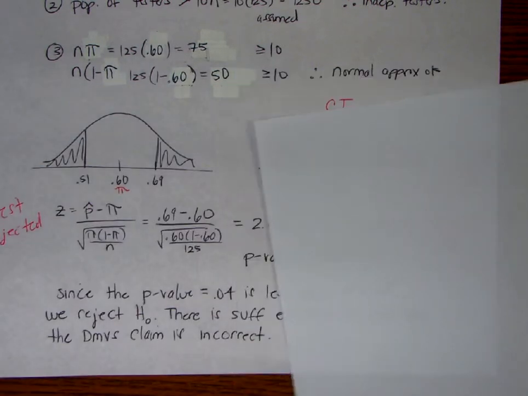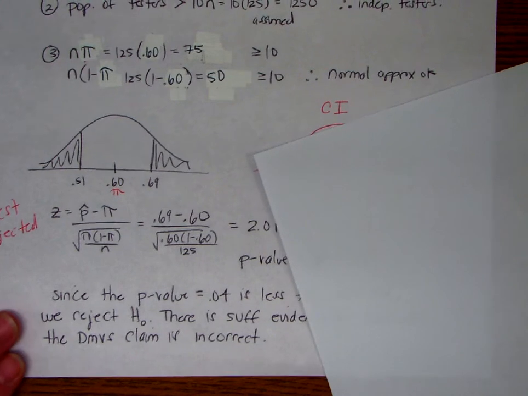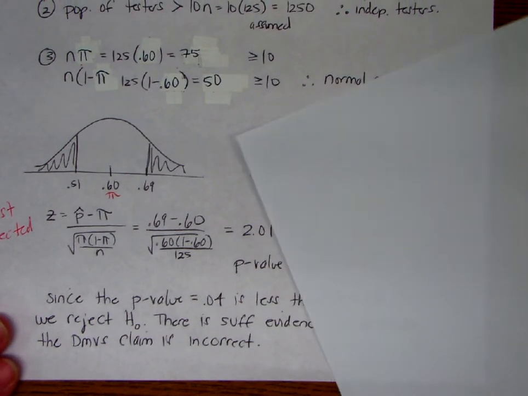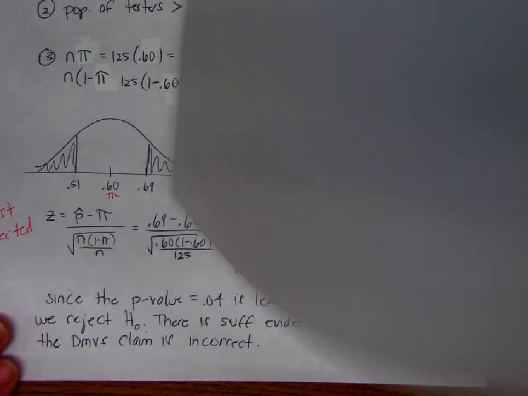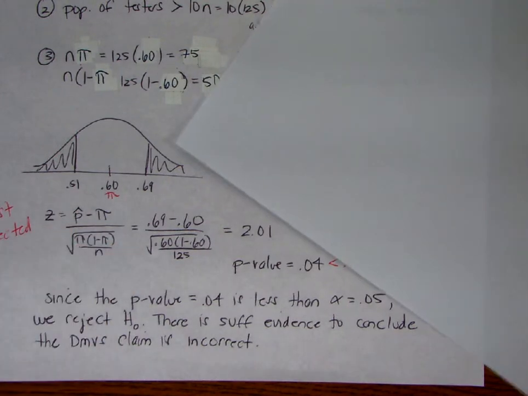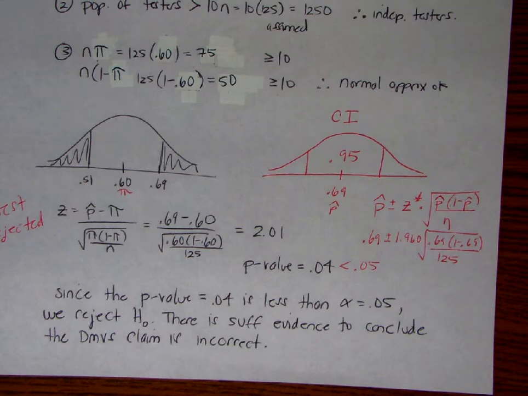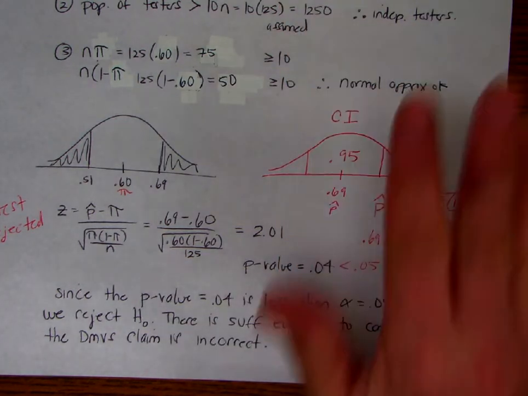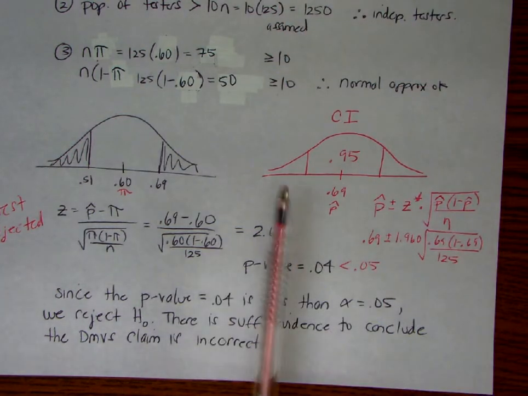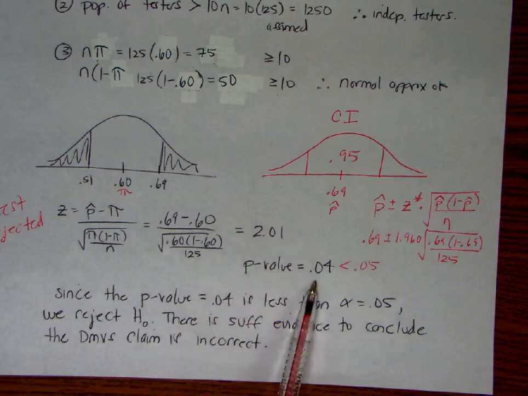So my z value is 2.01. My p value, sorry, I'm trying to hide that piece, is 0.04. Whoa. I'll just show that to you, kind of cover this up for the time being. So z is 2.01, p value is 0.04. Now I write my conclusion.